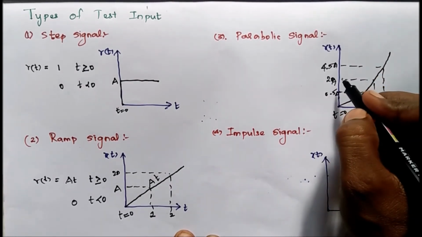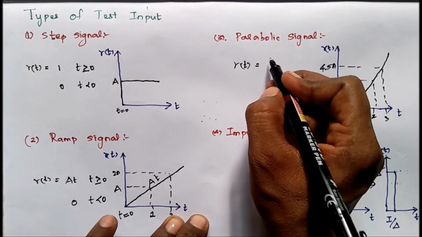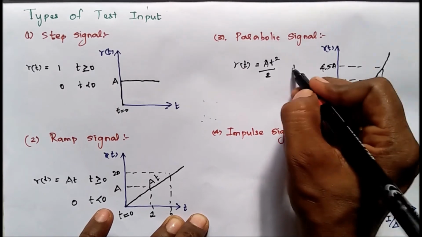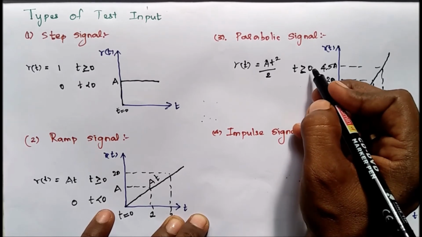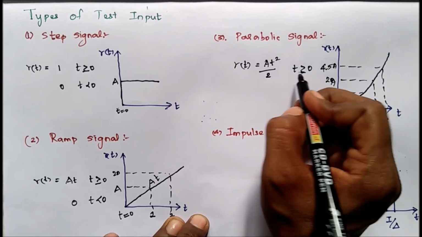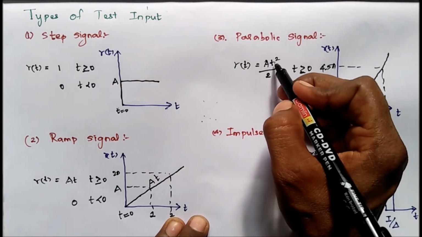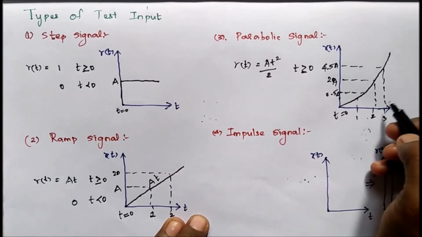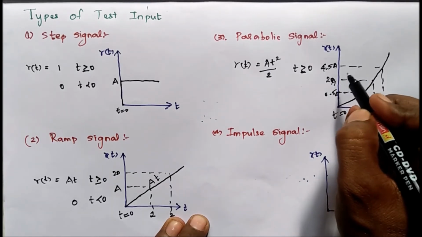The mathematical expression of this signal can be written as R of t equal to A into t square divided by 2, when t is equal to 0 and greater than 0. Now we can take an example, t equal to 2. Substituting, 2 power 2 is 4, 4 divided by 2 is 2, therefore its magnitude is 2A. Similarly, we can substitute various times and find the magnitude of this signal.